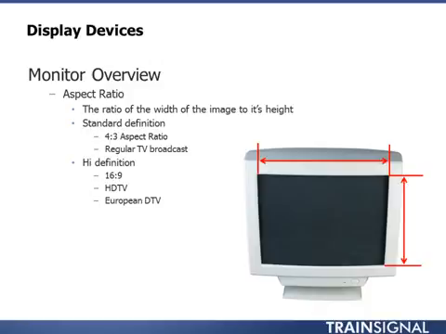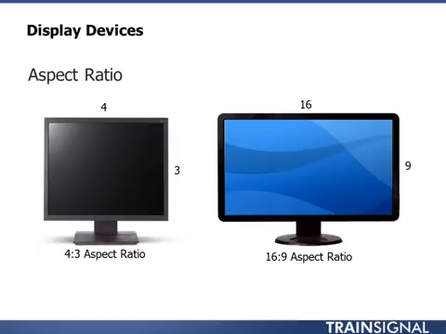Okay, because 4 by 3 would be 12 by 9. Okay, so now that we're saying 16 by 9, it means that it's going to be a wider screen. But we still measure the display area or the viewing size diagonally, even if we're talking about a 16 by 9. Okay, so here is an example of what I'm talking about as far as 4 by 3 versus 16 by 9.